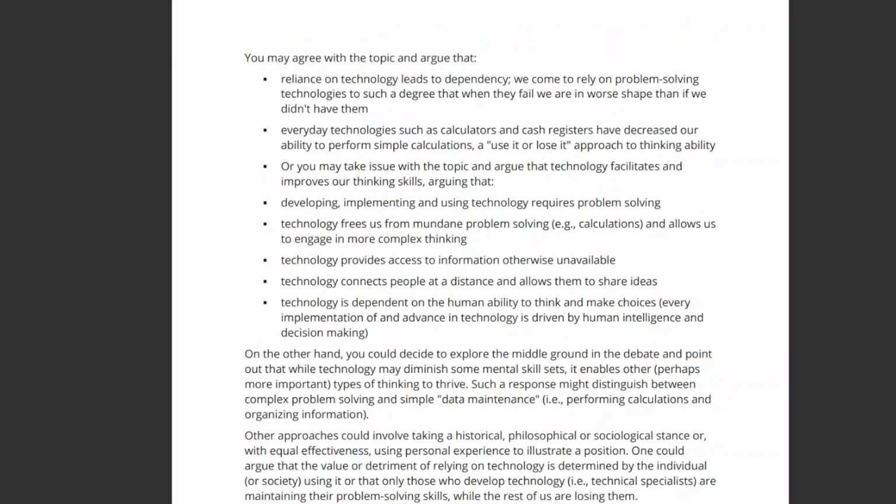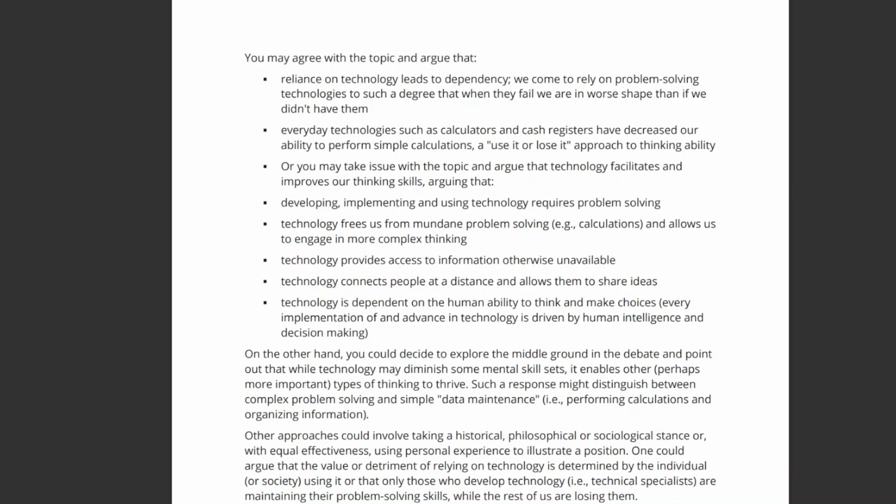You may agree with the topic and argue that reliance on technology leads to dependency. We come to rely on problem-solving technologies to such a degree that when they fail we are in worse shape than if we didn't have them. Everyday technologies such as calculators and cash registers have decreased our ability to perform simple calculations, a use it or lose it approach to thinking ability.